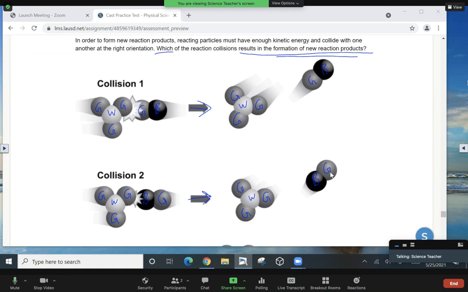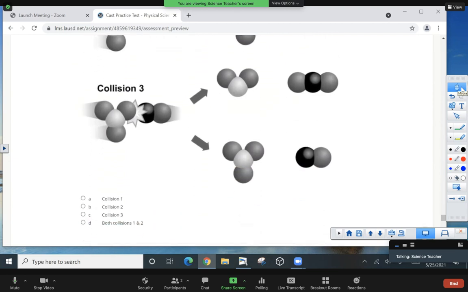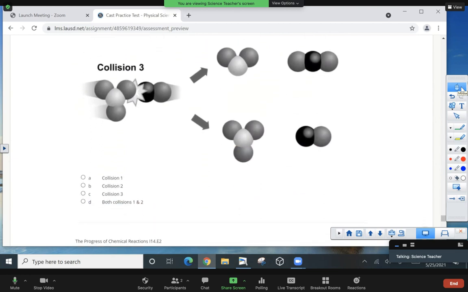All right, so we're taking a look at this. So I'm going to scroll down. I'm going to go to our next one here. Let's go to collision 3. And collision 3 looks very, very interesting. It's very, very different at this point, though.